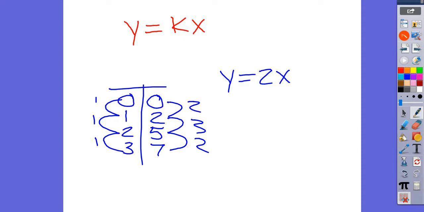No. It would go through the origin, but is it going to be a straight line? No. I could immediately say that that is non-proportional. Why is it non-proportional? It's not through the origin. If it starts at 0, it better say another 0, or it's not proportional.